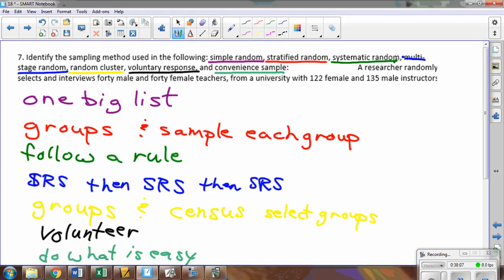All right, so with these bit of notes, we are going to answer this question. What type of sampling method is being used? A researcher randomly selects and interviews 40 male and 40 female teachers from a university with 122 female and 135 male. What type is it?